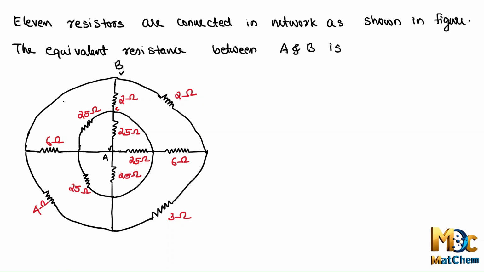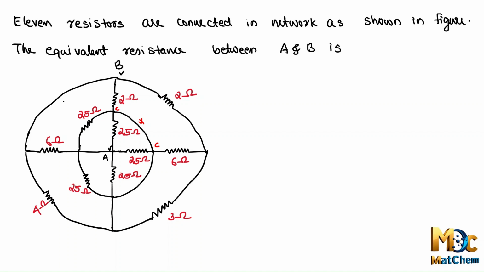From this point C, consider this pathway. In this pathway, there is no resistor. Since there is no resistor, the current will flow very freely. That means there will not be any potential difference generated. So if C is the point here, obviously this is also going to be C.